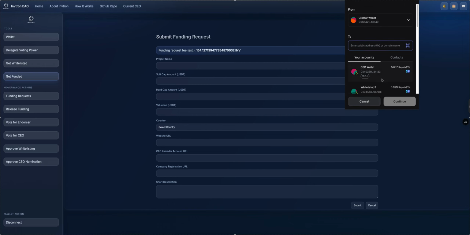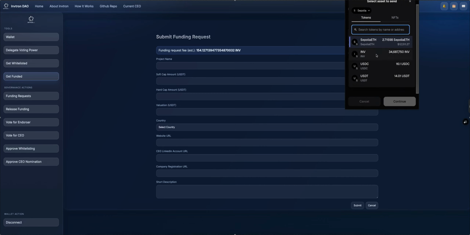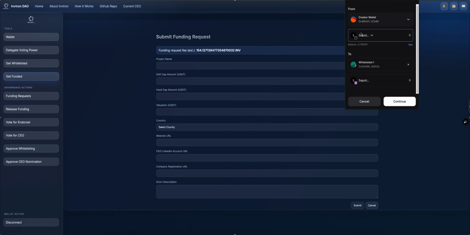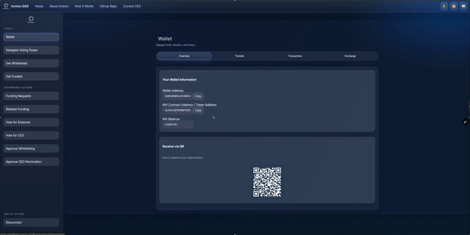Now send to the whitelisted one. Where is the token? It's not here. I did not import the token, so that will make it. Okay, let's do it from here. Is this the wallet? No.